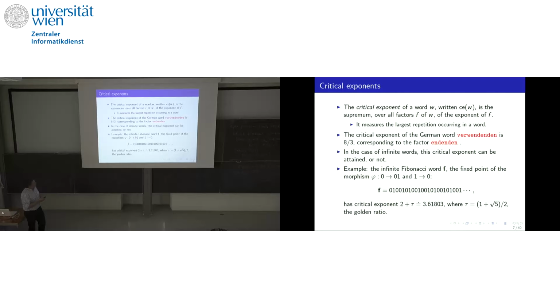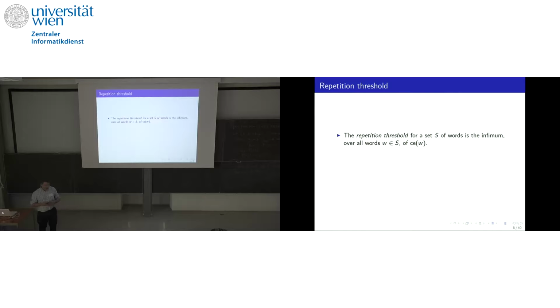We can see, let's see, if we look early on, we should be able to find a repetition of order 3. Let's see, 0, 1, 0, 0, 1, 0, 0, 1, 0. There's a cube right there. And as we go further and further into this word, we find larger and larger repetitions up to the limit 2 plus the golden ratio. So there's an example where the critical exponent is clearly not attained for this word, because no finite factor could have an irrational exponent.